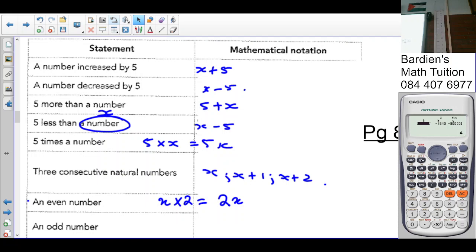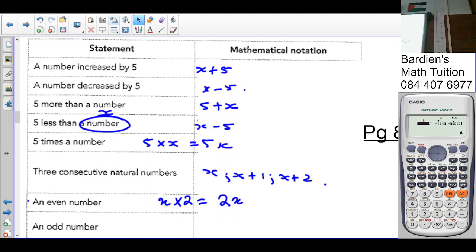3. Yes, 3 is odd. But in general, in algebraic terms, how will we get an odd number? If I just put an x there, then that x can be odd or even. If I multiply the number by 2, the number will always be even.